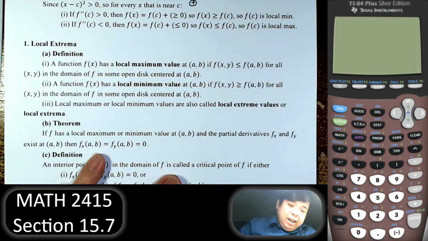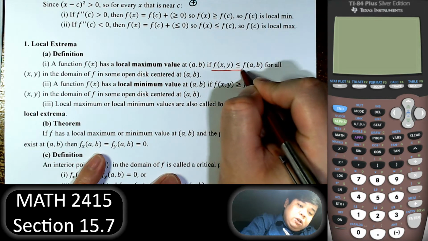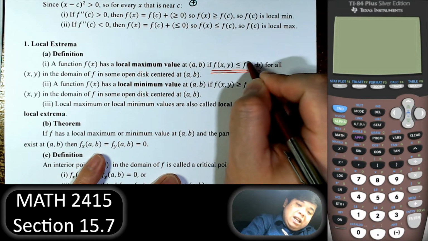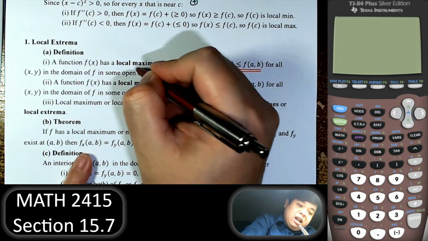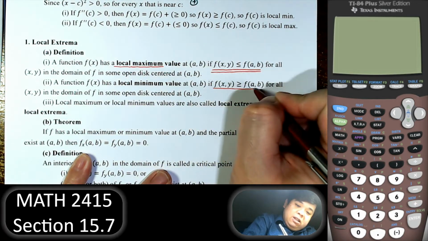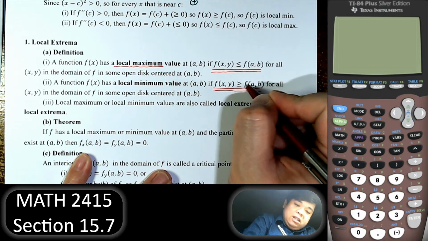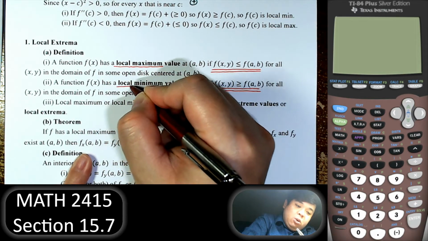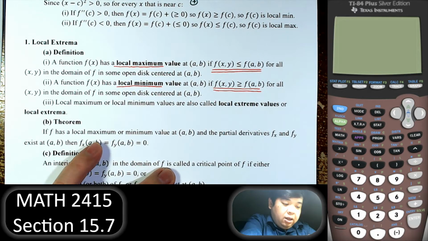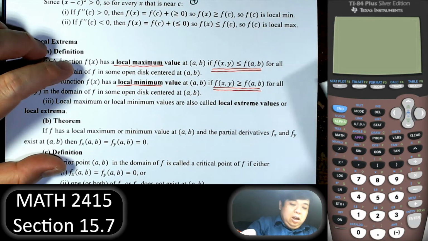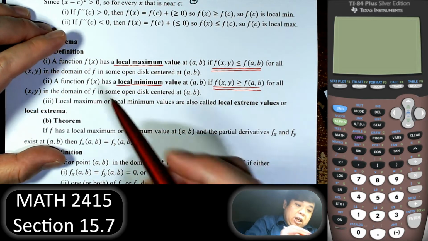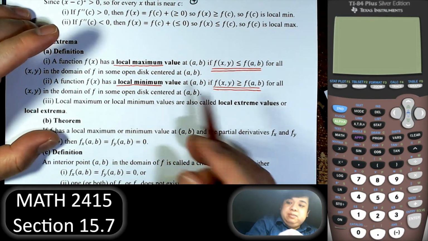Same way, if f of x,y is less than or equal to f of c, for every x,y, then this must be the maximum because it is bigger than everything else. And if we have this, it is less than every point x,y, it is a local minimum. Now, the idea is when we compare the maximum and minimum, this is the local max or min. We just need it in some open disk.